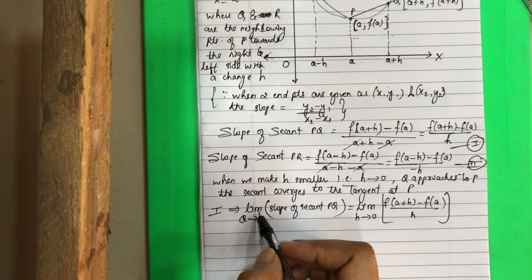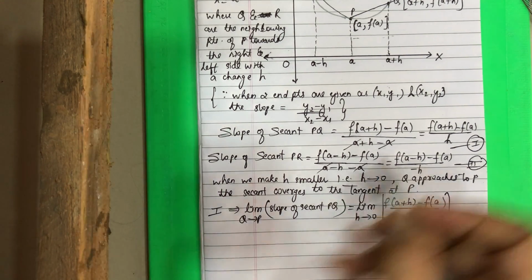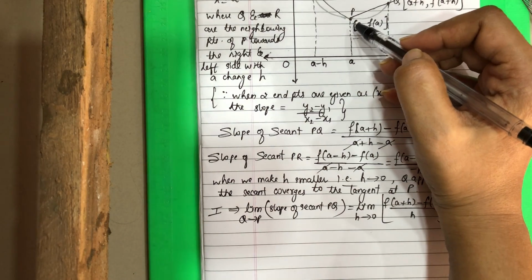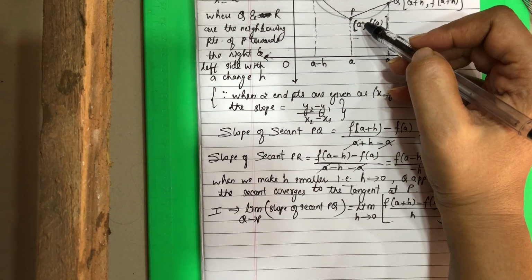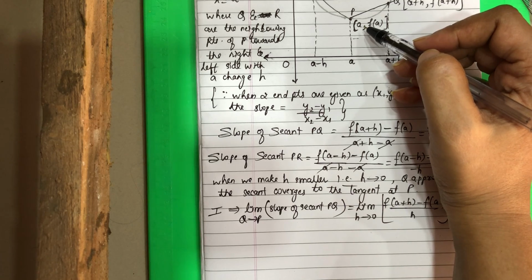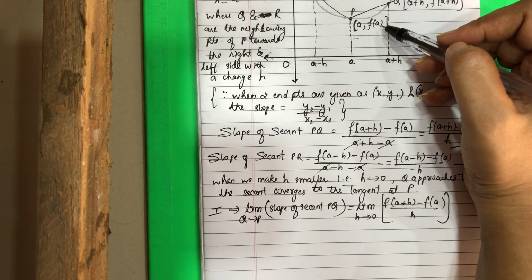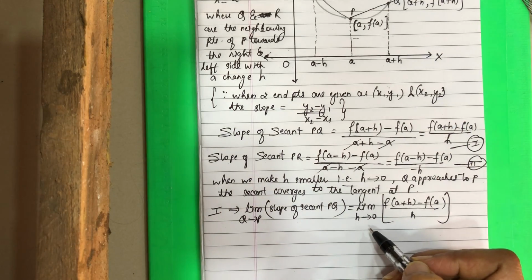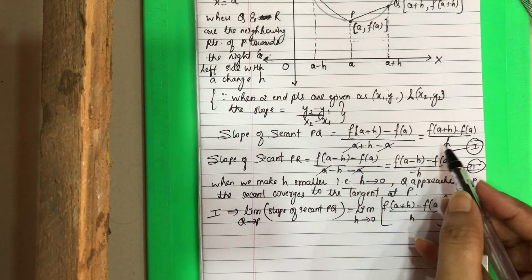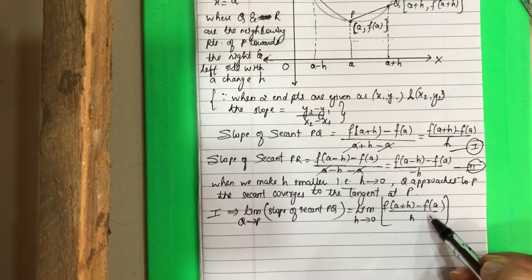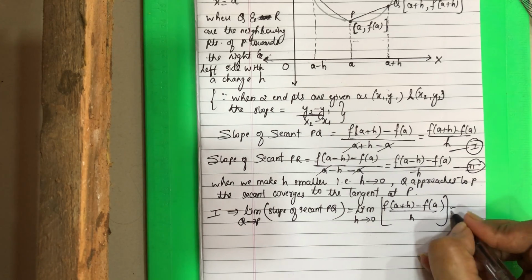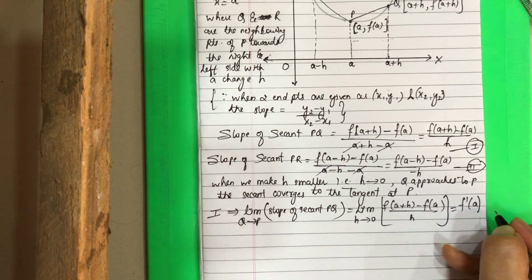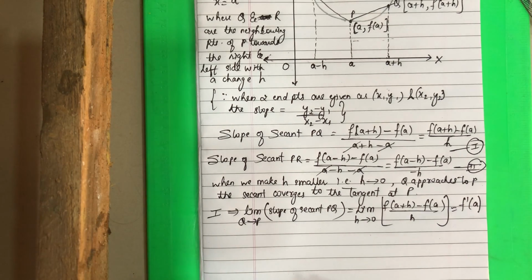Understood, guys? This is limit Q approaches P. As Q approaches P, the slope of secant PQ will be converted into the slope of tangent, and the formula will become limit h tends to 0, because h becomes very small, that is tends to 0, of the right hand side f(a+h) minus f(a) upon h. This will give you f dash a, that is your slope of tangent.